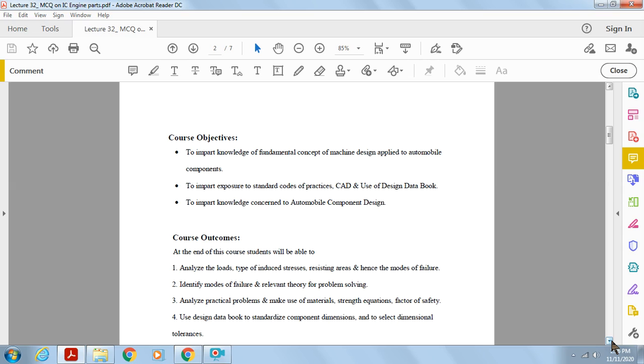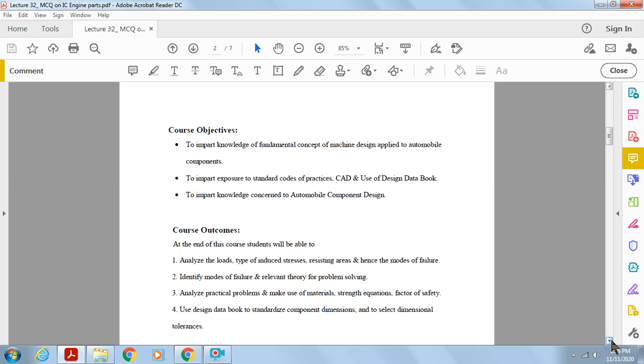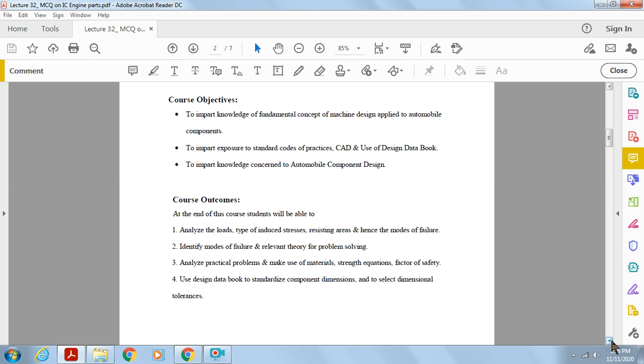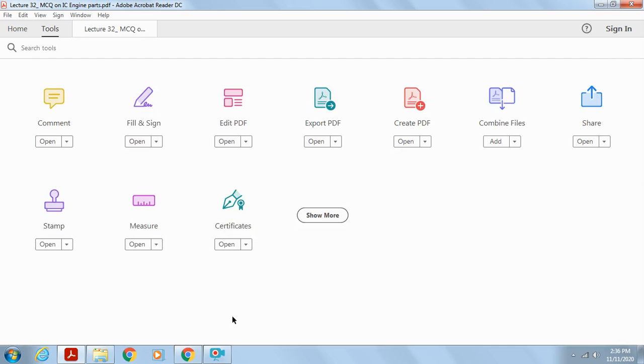Course outcomes. At the end of this course, students will be able to analyze the loads, type of induced stresses, resisting areas, and hence the modes of failure. Identify modes of failure and relevant theory for problem solving. Analyze practical problems and make use of materials, strength equations, and factor of safety. Use design data book to standardize component dimensions and to select dimensional tolerances.